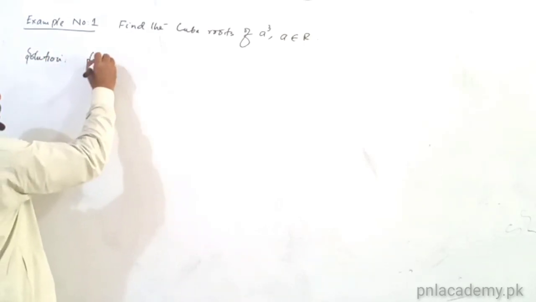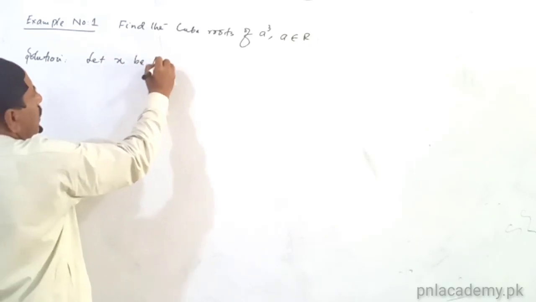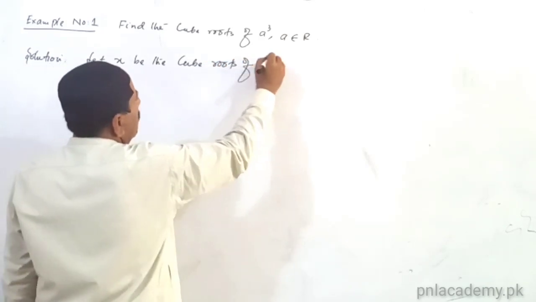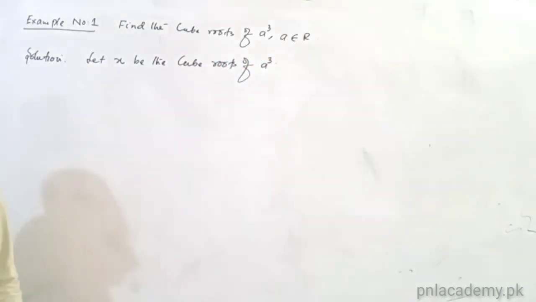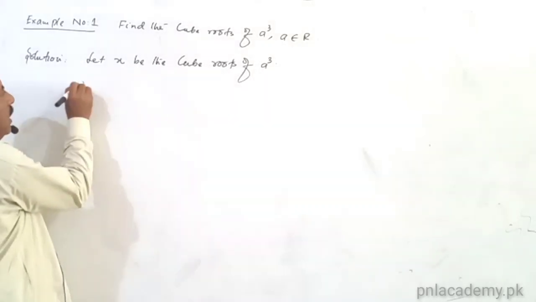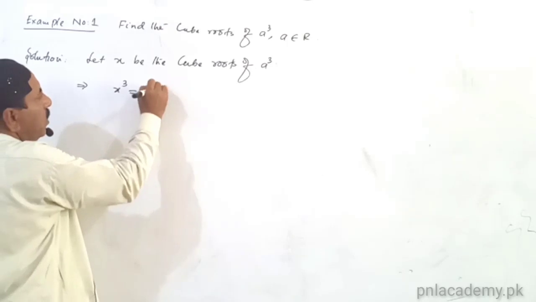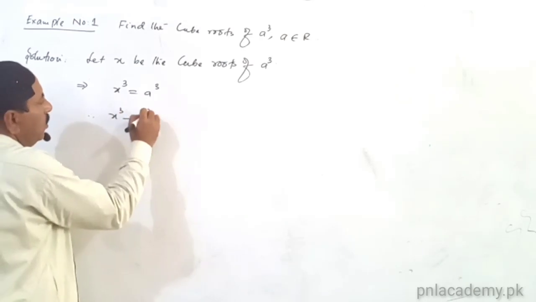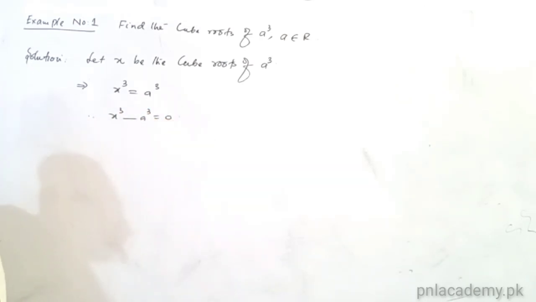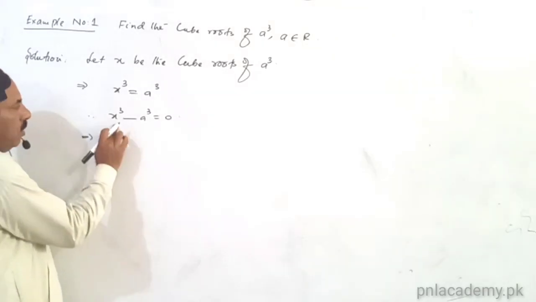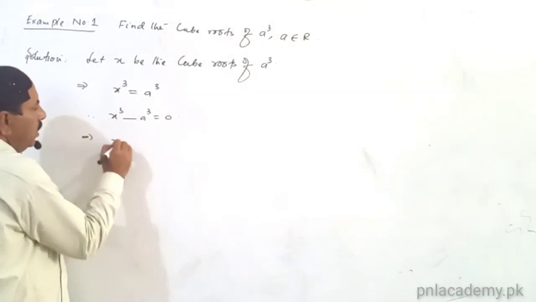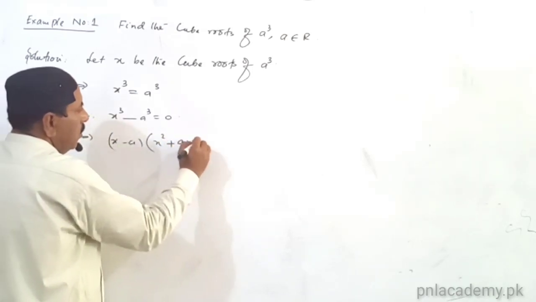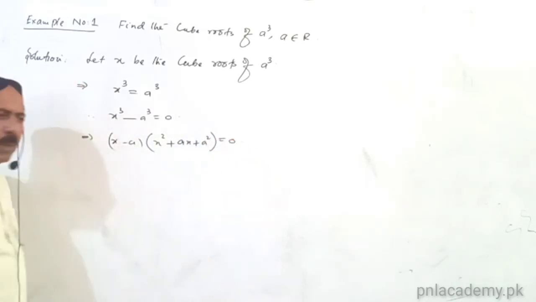Let x be the cube root of a cube. It implies that x cube is equal to a cube. Therefore, x cube minus a cube is equal to 0. After the factorization, a cube minus b cube is equal to (a minus b)(a square plus ab plus b square), so x minus a times x square plus ax plus a square is equal to 0.